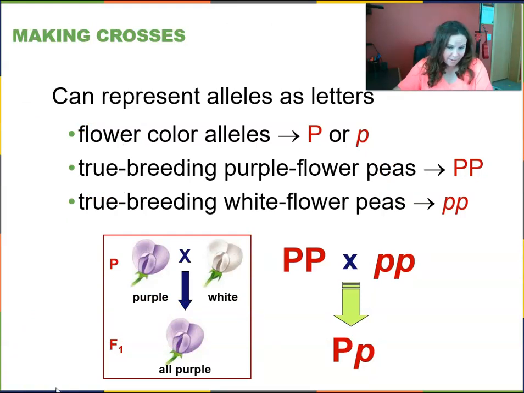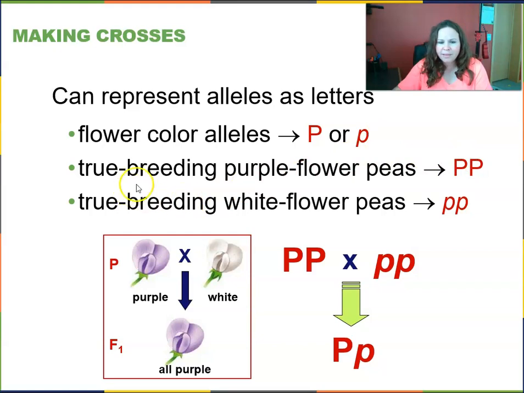For genotypes, we can represent the alleles as letters. So for flower color, because the dominant color is the purple flower, we're going to use a capital P. And then for the white flower, since it's recessive, we're going to use a lowercase p. So the dominant allele gets the capital letter and the recessive allele gets the lowercase letter.